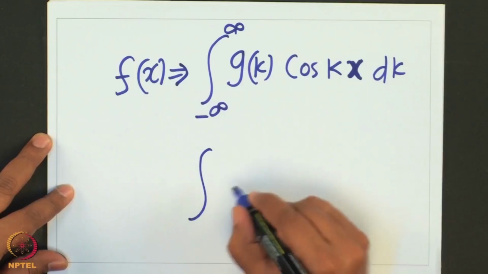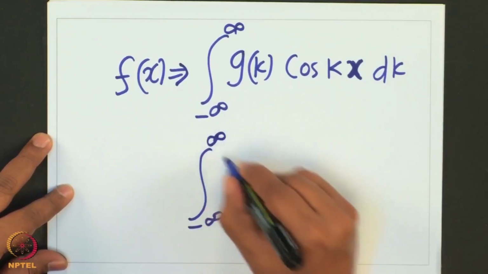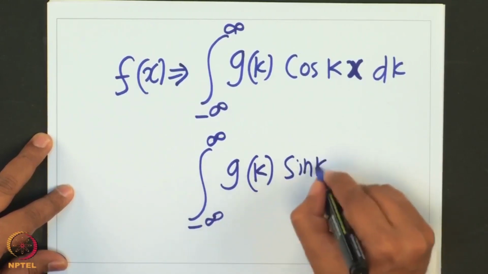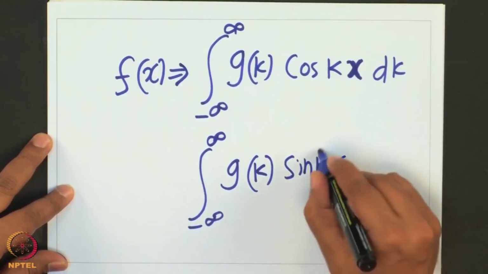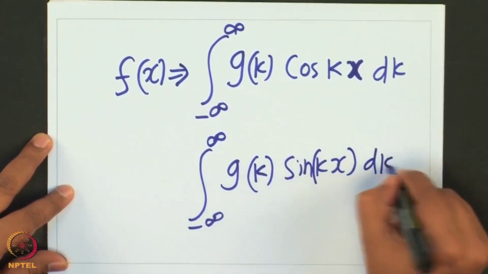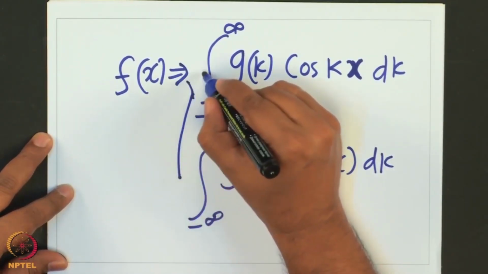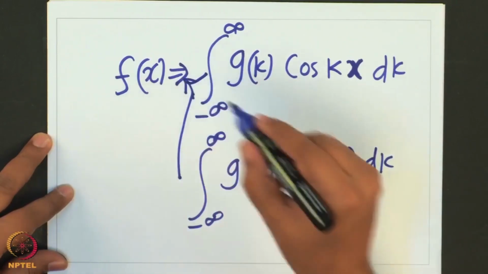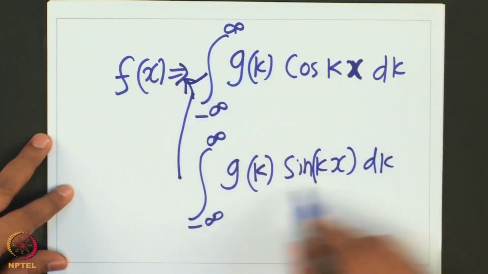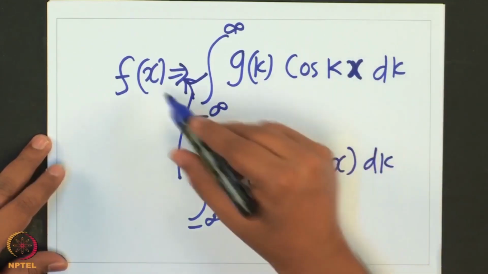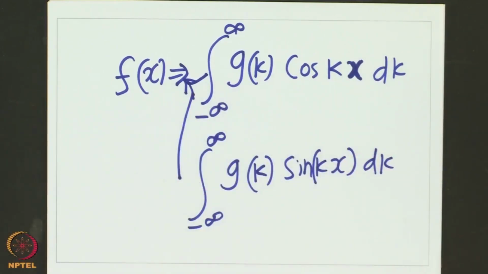Similarly, this is one thing I will do. Then I would do g of k sin kx. I have to do both. From this and this combined, I can get this f of x. So, I do these two integrals, multiplying with sin and cos, and I can get f of x. So, that is the procedure that we would follow.